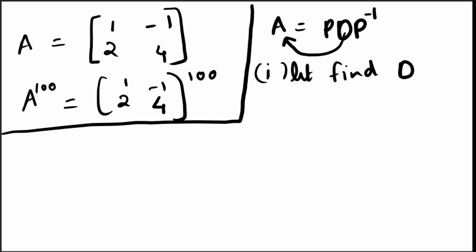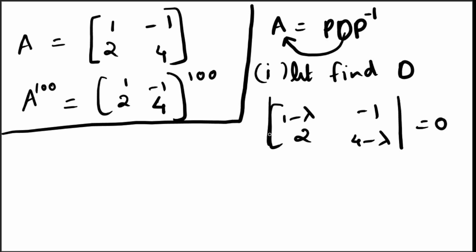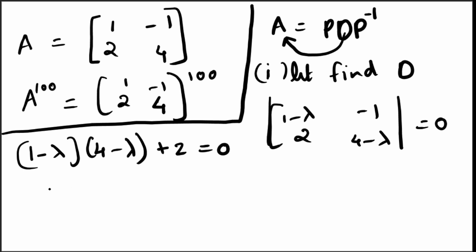Simply, you have to find the eigenvalues. For finding D, you just have to find the eigenvalues of A, and you know how to do it, right? For those who don't know, write it like this: the determinant of the matrix with entries 1 minus lambda, minus 1, 2, 4 minus lambda is equal to 0, which means (1 minus lambda)(4 minus lambda) plus 2 is equal to 0.